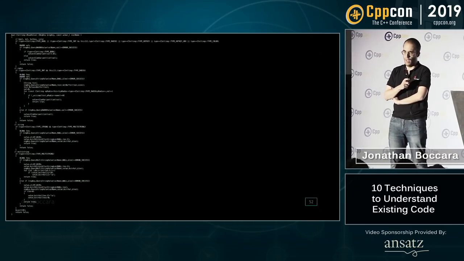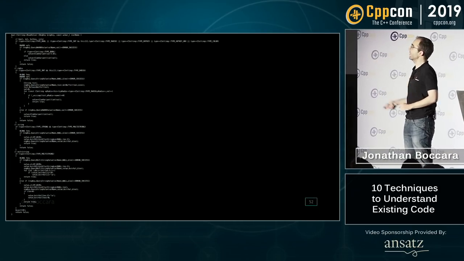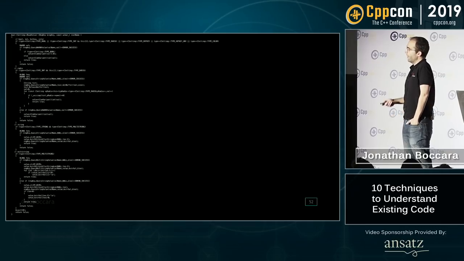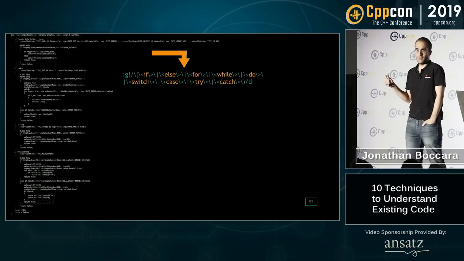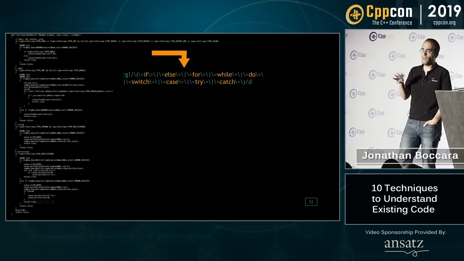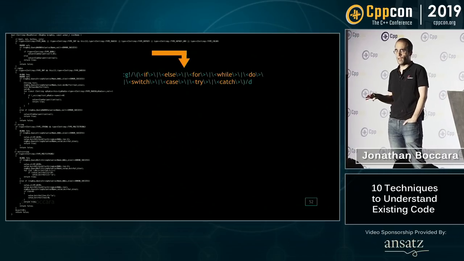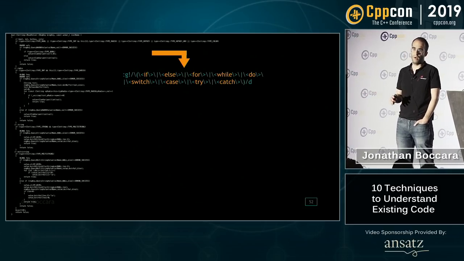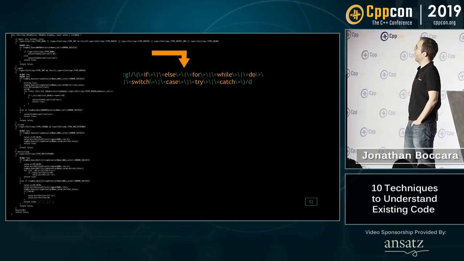Let's see an example. Again, a piece of code that's too big to fit on the slide. Let's run a filter on that code to remove all the lines that don't contain a control flow keyword. This is how you do that with Vim.